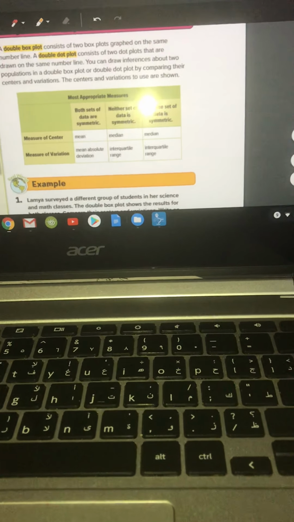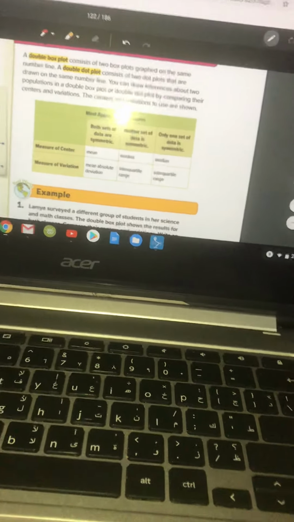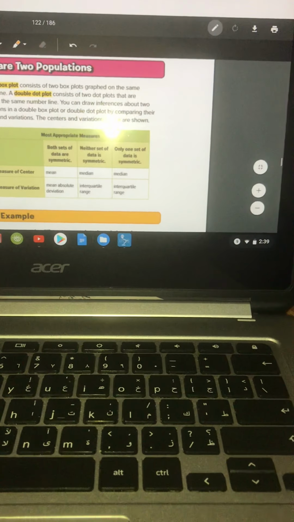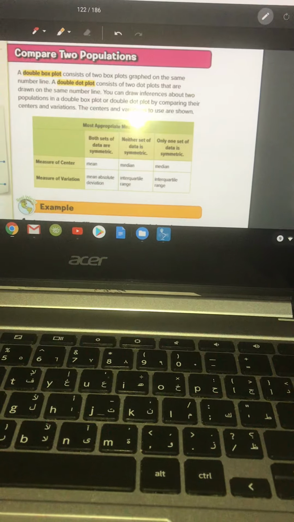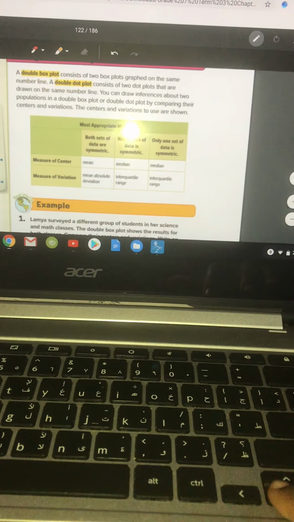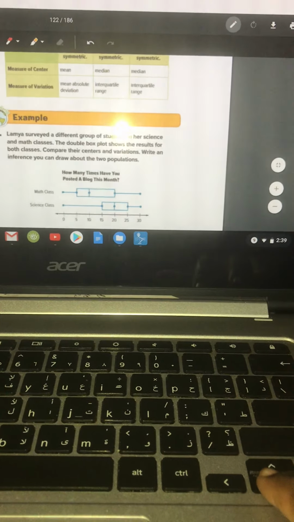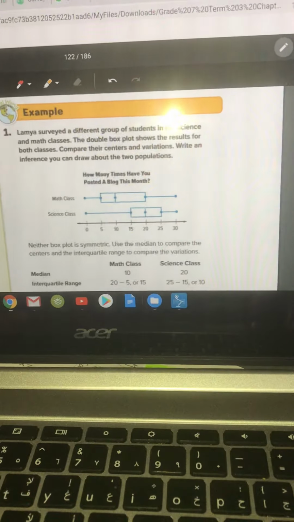Okay, class. So this is part 2. We need to know what a double box plot and a double dot plot are. So here's an example. This is a double box plot.